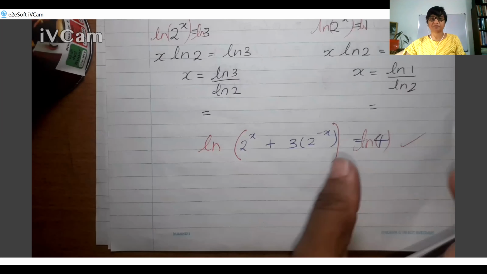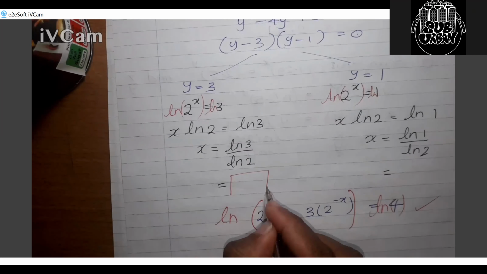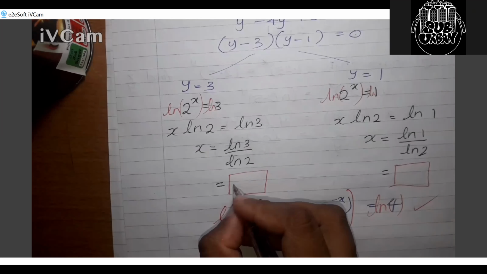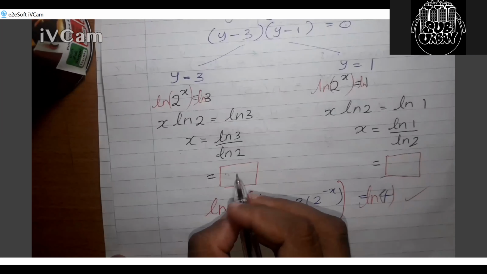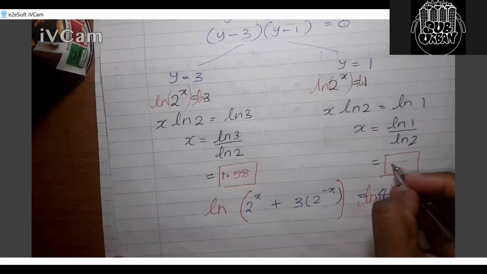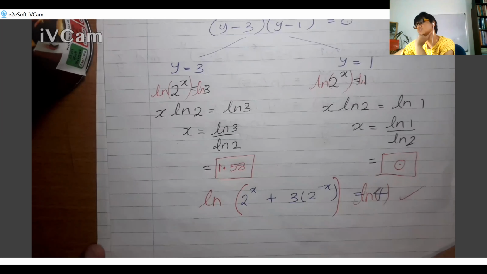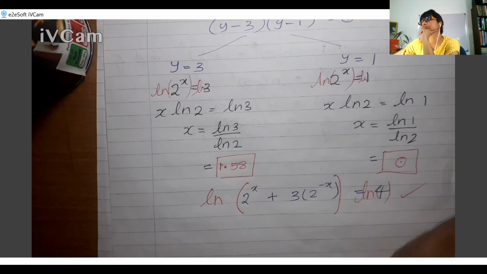So what are the two answers here? The answers are 1.58. And the other one is 0. Oh, this is 0? Yeah, ln 1 over ln 2. I wonder why that is 0.